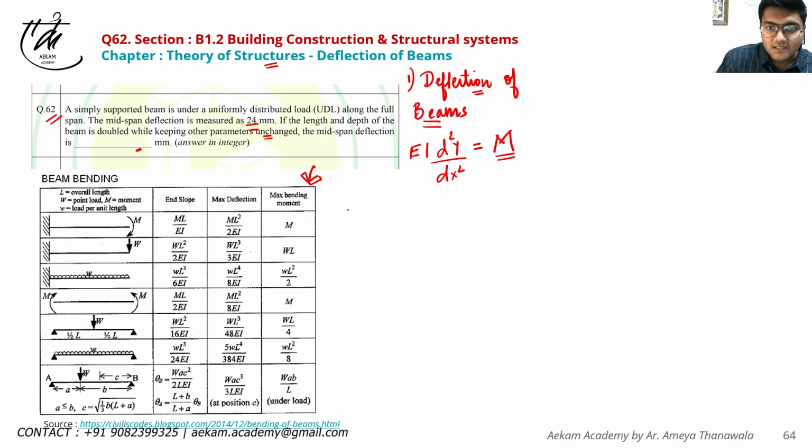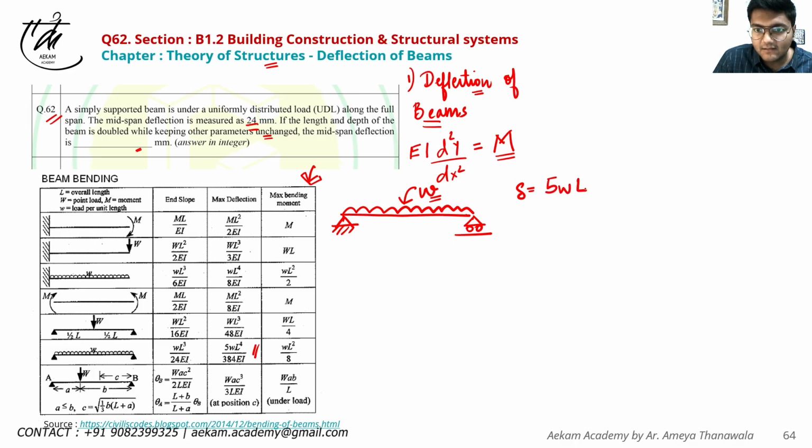So let's just solve this question. For a simply supported beam with uniform load, this is the beam, with a hinge support here and a roller support, and a uniformly distributed load W. The deflection delta is given by 5WL raised to 4 upon 384 EI. W is your uniformly distributed load, L is your span, E is Young's modulus, and I is the moment of inertia for that beam section.